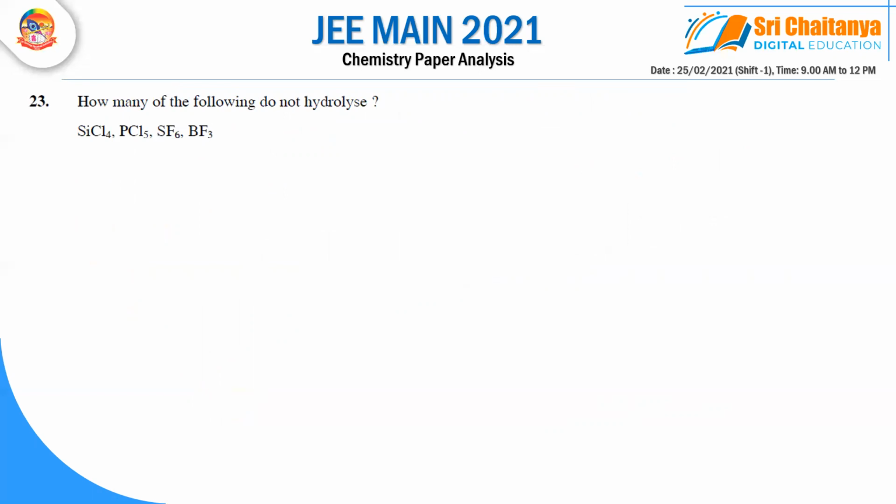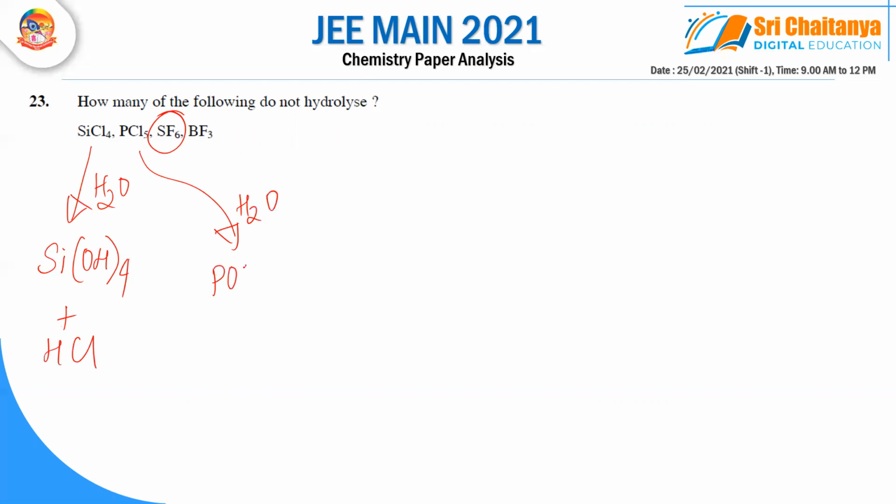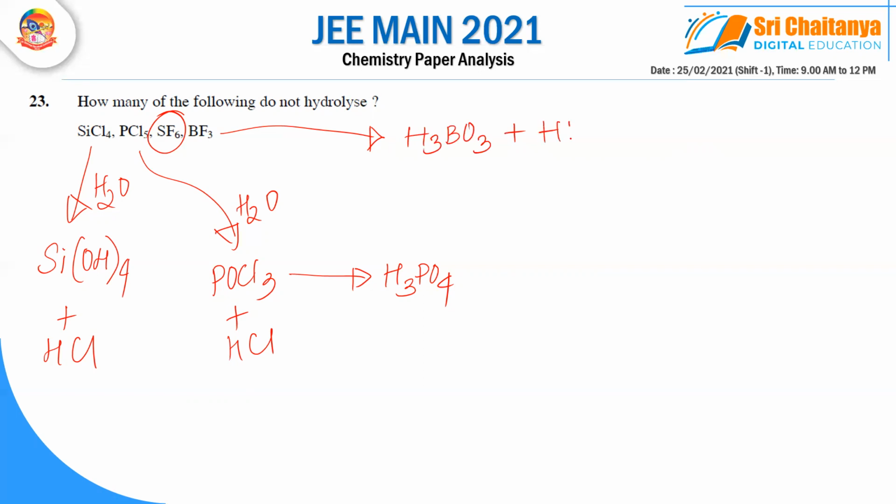Next we have, which of the following do not hydrolyze? This is from the p-block, hydrolysis of halides. I can straight away pick the answer SF6 because I know it. Other compounds are hydrolyzed very easily. This is going to give you silicic acid and HCl. PCl5 will give you POCl3 and HCl on partial hydrolysis, but on complete hydrolysis, it is going to give you H3PO4. BF3 in a similar manner will undergo hydrolysis and it will give you H3BO3 and fluoboric acid, HBF4.